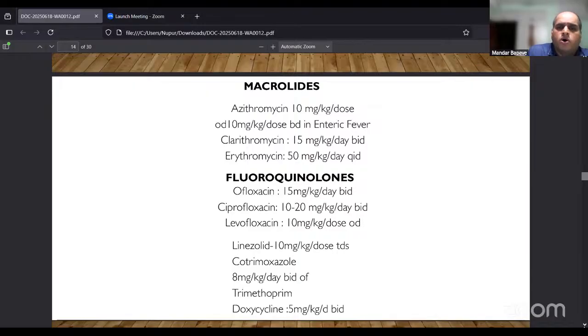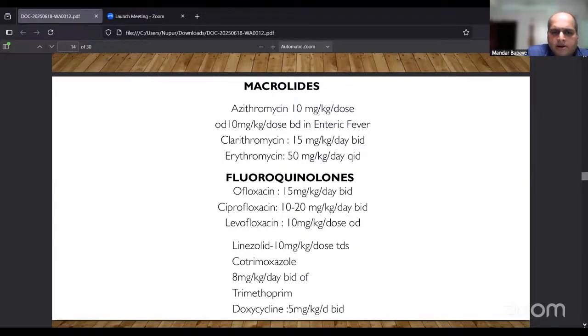It could be used for UTI. It could be used for gastroenteritis. Linezolid, again, in patients with otitis media, and it's showing MRSA, we give the dose of 10 milligram per kilogram per dose given thrice in a day.